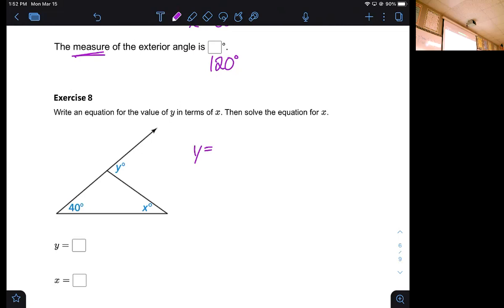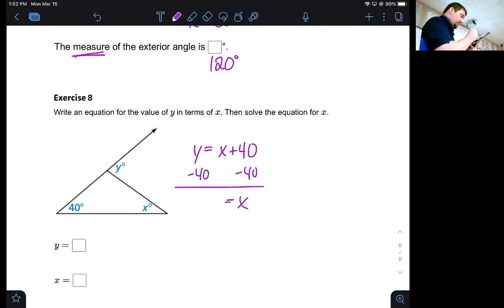That would be y equals x plus 40. There you go. So write down in this first blank, x plus 40. What Claire is saying is that the exterior angle is equal to the sum of the two non-adjacent interior angles, which is the x plus 40 there. It says then solve the equation for x. So that means get x by itself. How do I do that, Harrison? Yeah, subtract 40 from both sides and you'll have x by itself. It'll say x equals y minus 40.